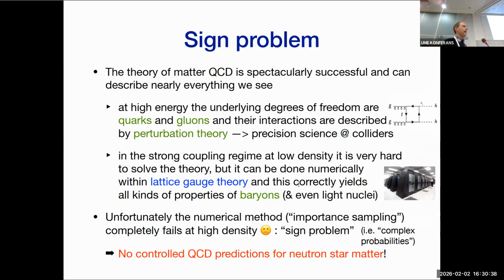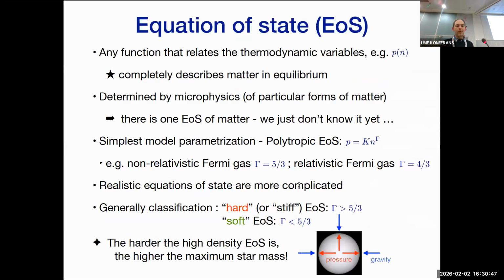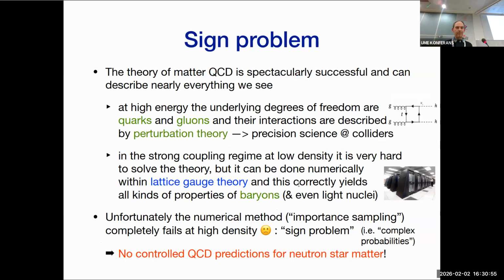It completely fails at high density. And that's just a computational problem, right? So at high density, we don't have any numerical method or any method at all to solve the theory. And that means we don't really know what's going on. We cannot solve the theory and get answers from first principles.